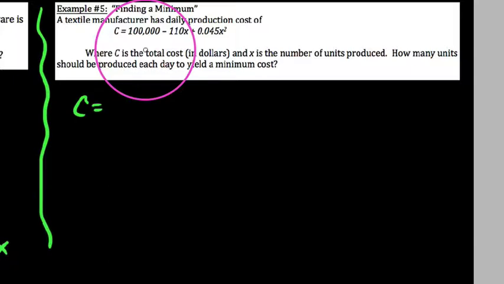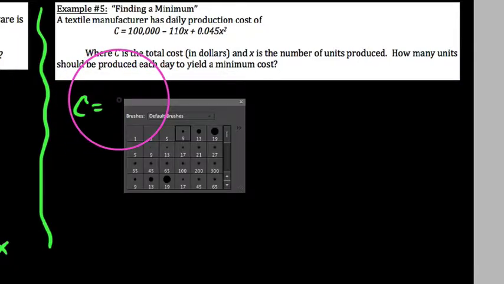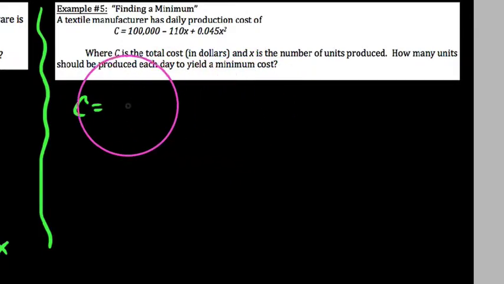So we say a textile manufacturer has a daily production cost of C, and C is a function of X, where C is total cost in dollars, and X is the number of units that, say, we produce at our business. Our question today is going to be how many units should be produced each day to yield the minimum cost, not necessarily what that minimum cost would be. In this instance, we are going to find the minimum cost by plugging it back in. But let's go ahead and start with this. How many units would I have to produce to minimize my cost, which, trust me, I am interested in.